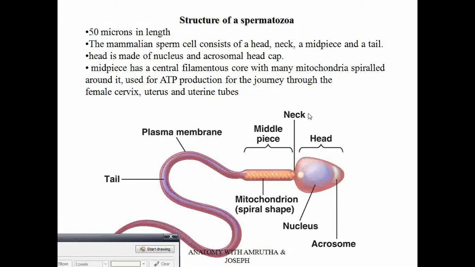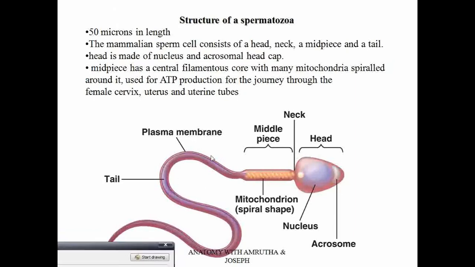So before fertilization, let's see the structure of the spermatozoa. It's around 50 micron in length, and mammalian sperm consists of head, neck, midpiece and tail. Head is made of nucleus. Nucleus is condensed in the head region, and a cap, acrosomal cap.